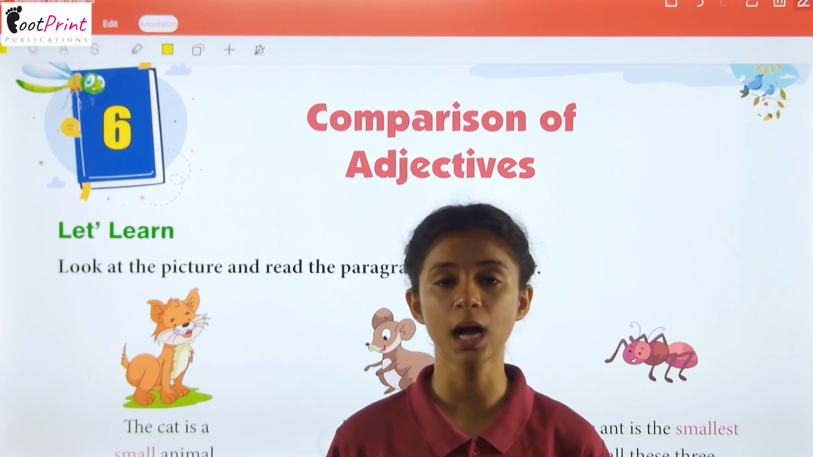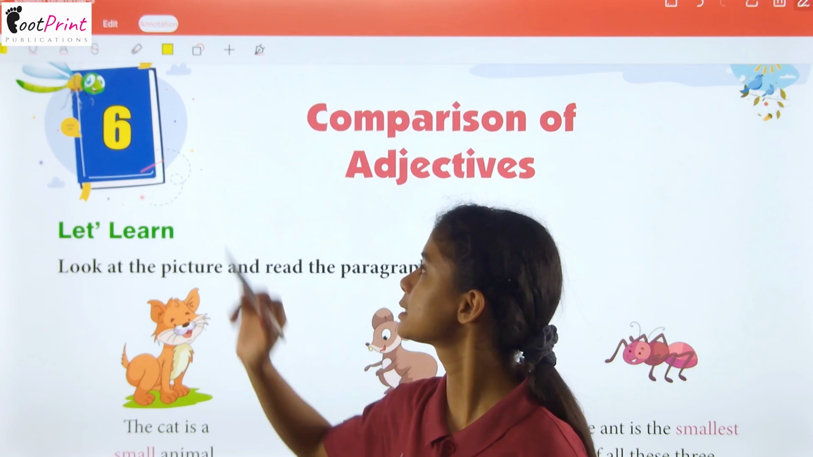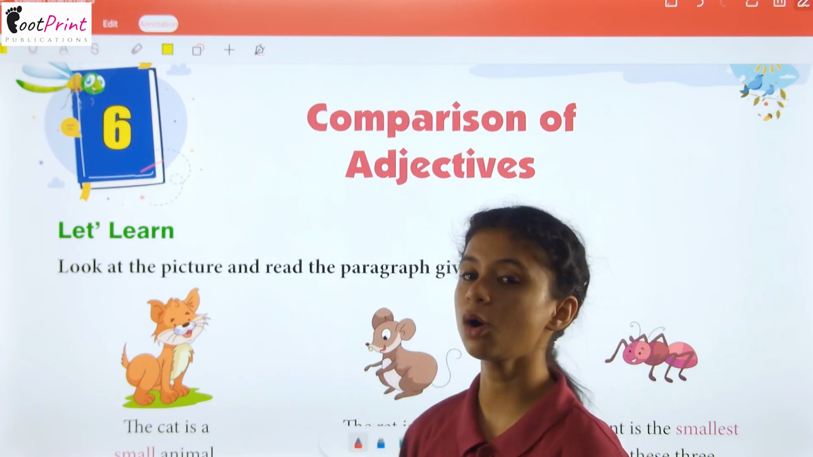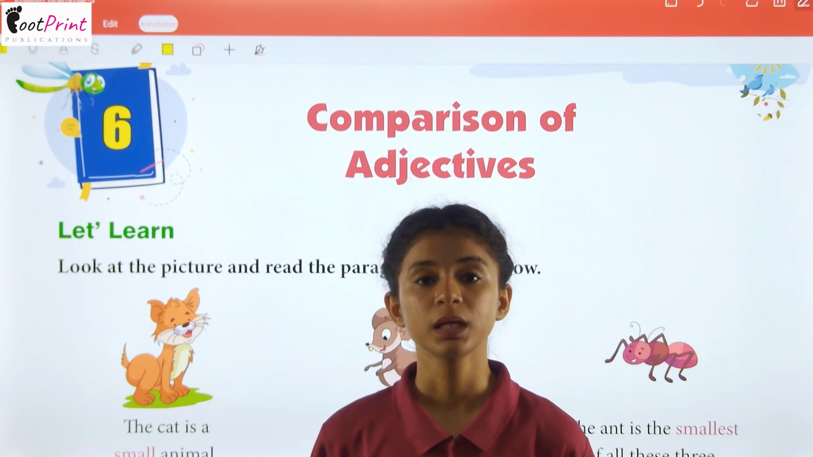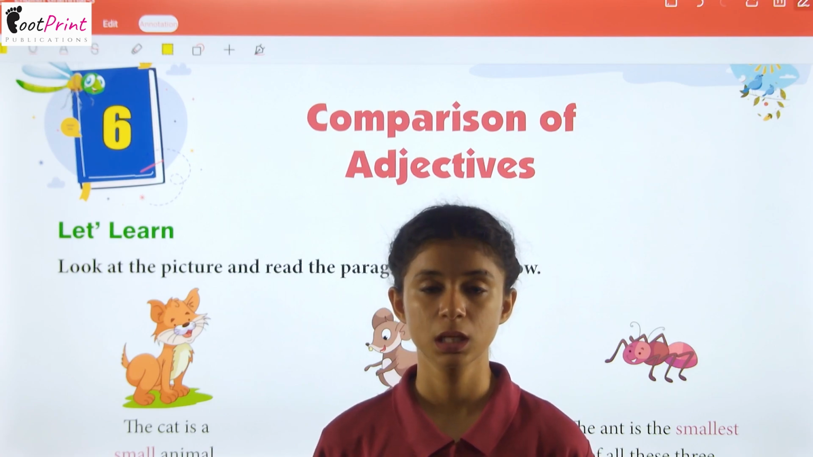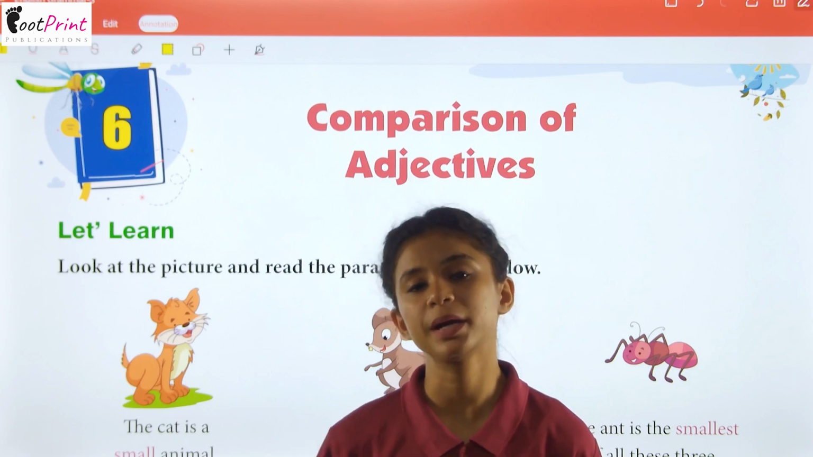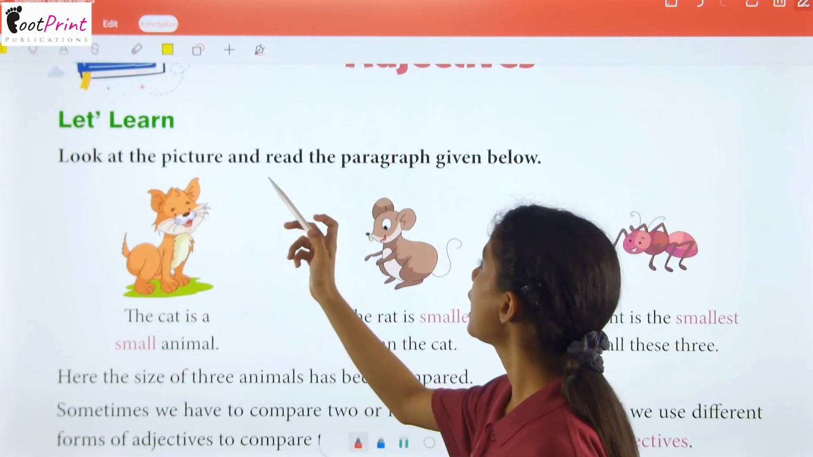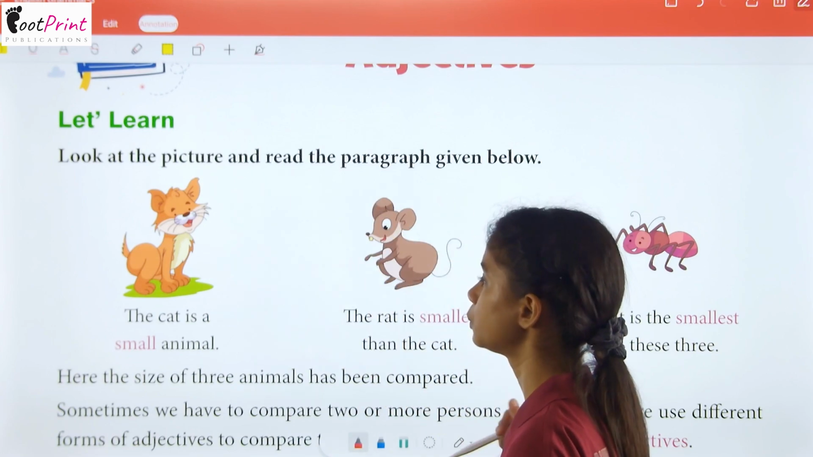Today I am here with our chapter number 6, and the name of our chapter is Comparison of Adjectives. In the last chapter we studied what adjectives are. Now we are going to compare them. So let us see how to do that. Look at the picture and read the paragraph given below.